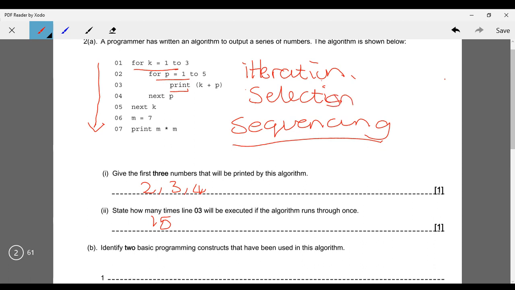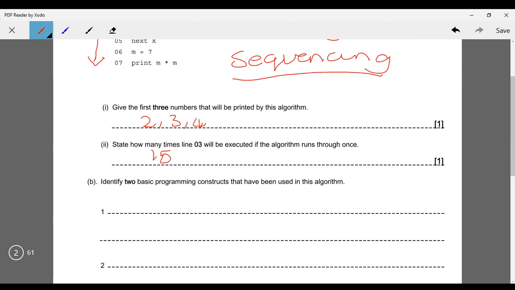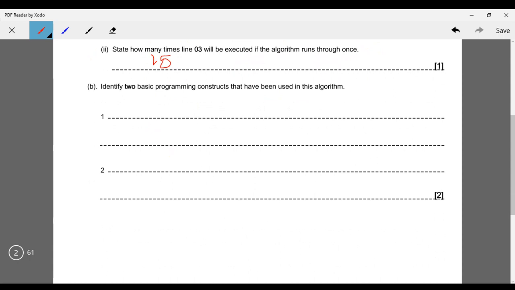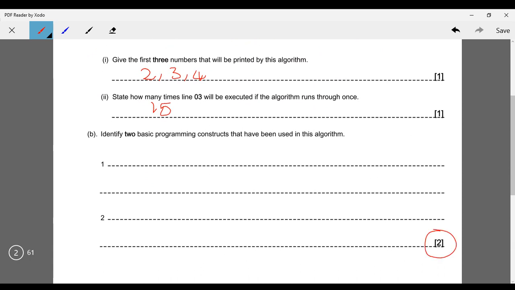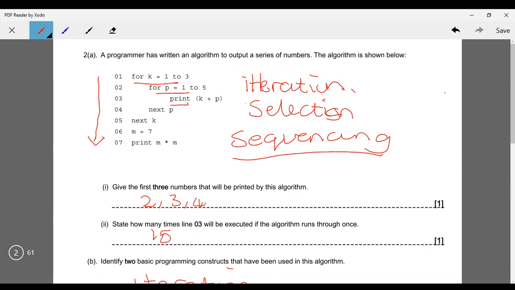So the correct answer for this one would have been iteration and sequencing. Okay. And it's only a 2-mark question. So though there's a lot of space, obviously you could have gone on and you could have explained. It's not selection, is it? It was sequencing. You could have gone on and explained, but actually just writing this would have been more than enough to get you your 2 marks. Okay, so hopefully that makes a little bit of sense.